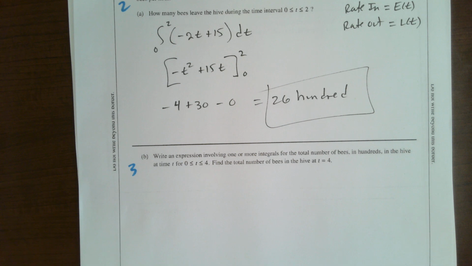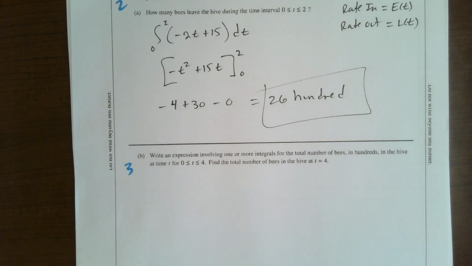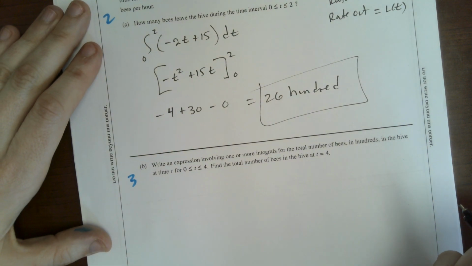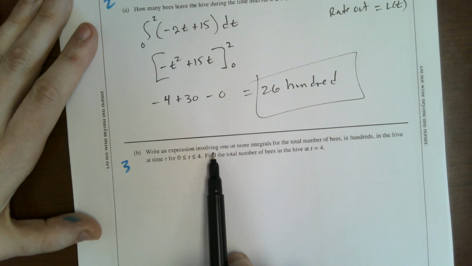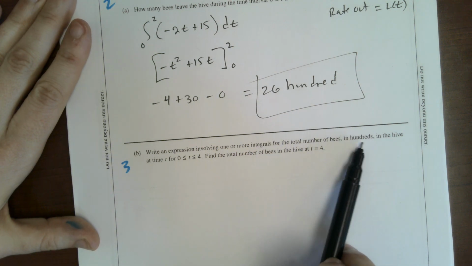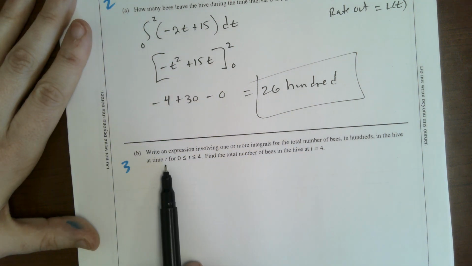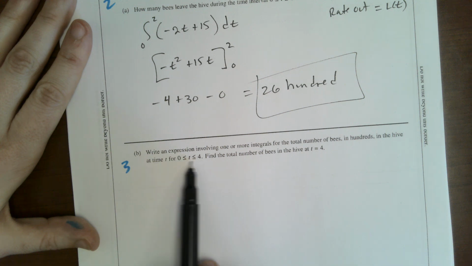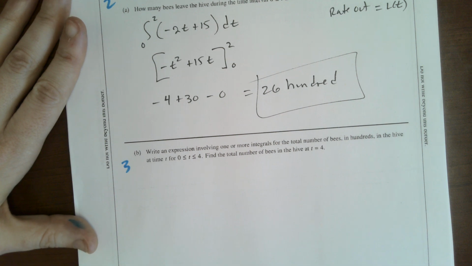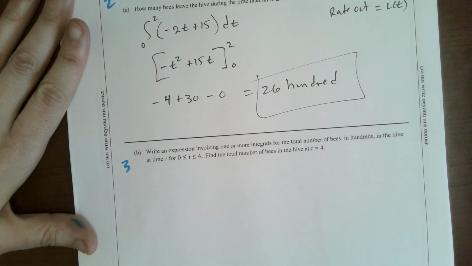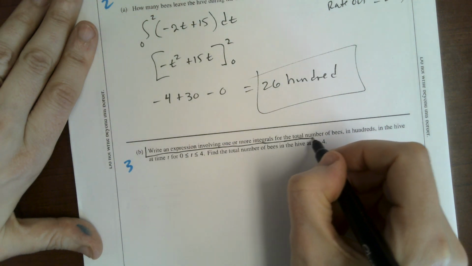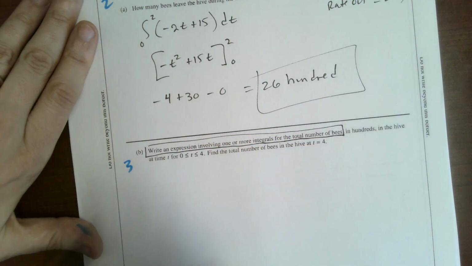Okay, now part B. Write an expression, so that was 2 points. Write an expression involving one or more integrals for the total number of bees in hundreds in the hive at time t for this interval. Find the total number of bees in the hive at t equals 4. So guys, we're going to need an accumulation function. That's when they are saying write an expression involving one or more integrals for the total number of bees.